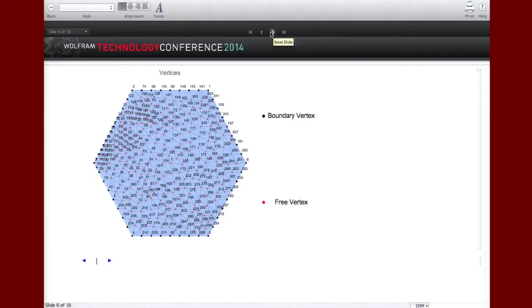So here I'm showing you the mesh. The red are all the free points, the free vertices. Everything in black will be specified by the boundary values, and they're all numbered here as well. So not only do the new geometry functions make it easy to specify a mesh, they also make it easy to visualize it and play with it.